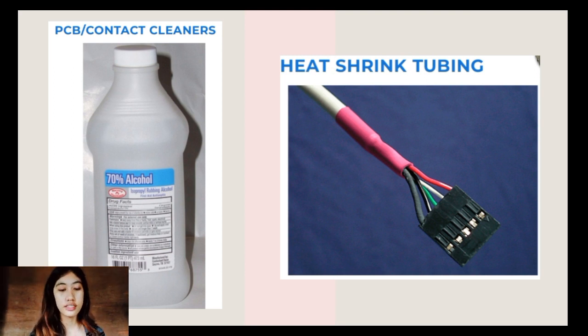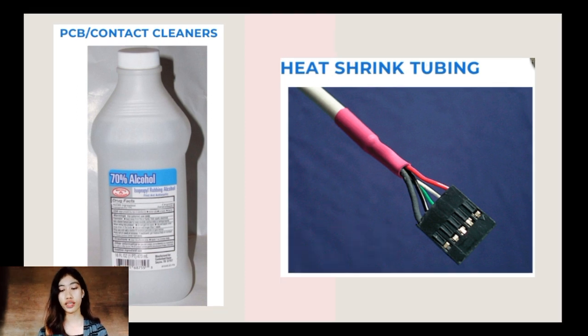Next is heat shrink tubing, a common element in most electrical setups that insulates electrical components from external factors such as moisture, dust, abrasions, and sharp objects that may otherwise damage the wires and electrical components.